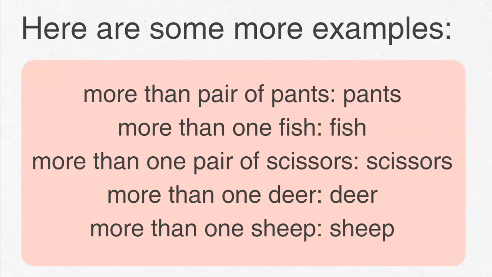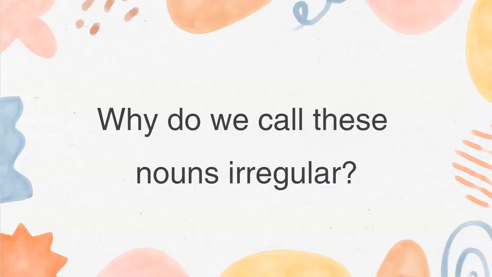Here are some more examples. More than one pair of pants, still pants. More than one fish, still fish. More than one pair of scissors, still scissors. More than one deer, deer. More than one sheep, sheep. Why do we call these nouns irregular? Again, pause the video and think about it. We call these nouns irregular because they're not regular, they're not normal, they're not following the rules that we've already learned about to make nouns plural. Great job.